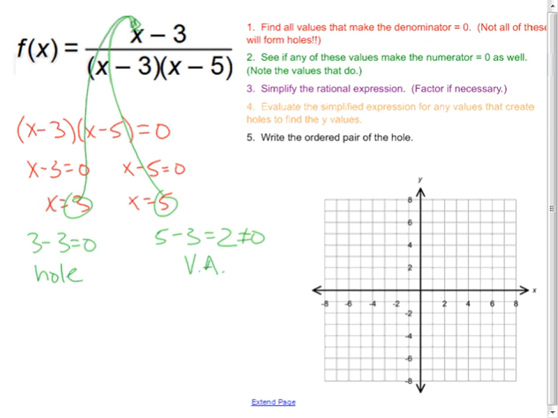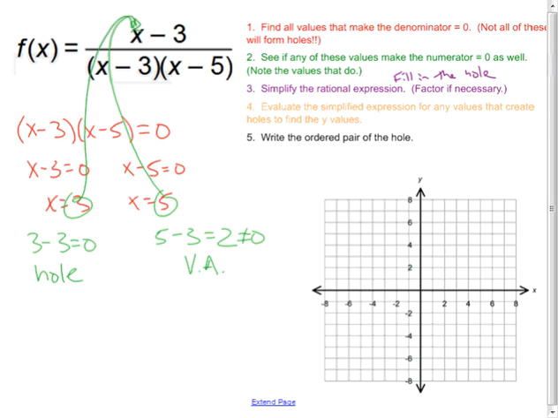Okay? But again, here's the crazy thing. If I went to plug in this 3, I would get 3 minus 3 on top, 0 times negative 2 on bottom, which is just 0 over 0, which isn't going to tell you anything. So you can't just do that. So here's the deal in purple that's really going to help. Simplify the rational expression. This actually will fill in the hole.